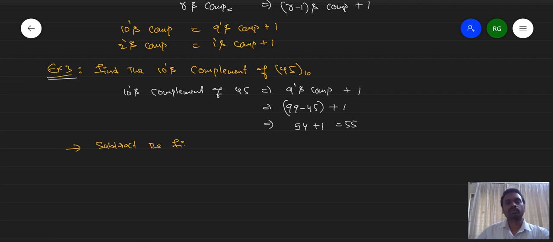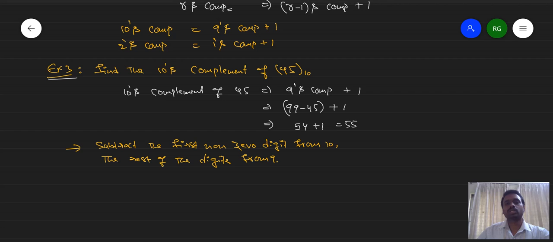The first non-zero digit from 10. Subtract the first non-zero digit from 10 and the rest of the digits from 9. So this is the shortcut.